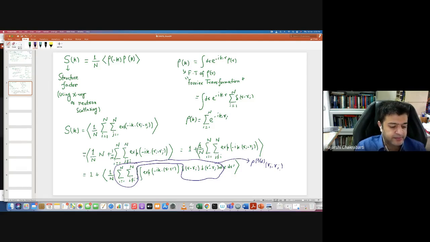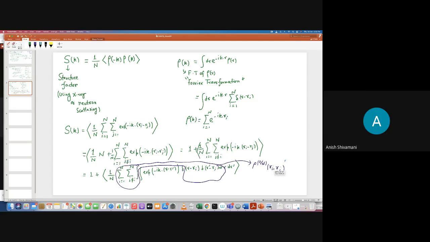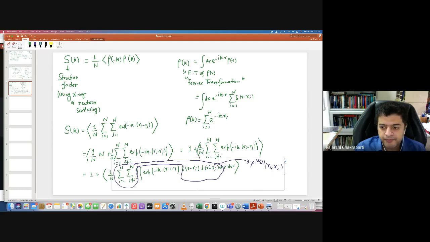This is exactly what I did. Now it is not Ri rj, rather you can call it r minus r prime. It depends on the separation. That is how one should do it.